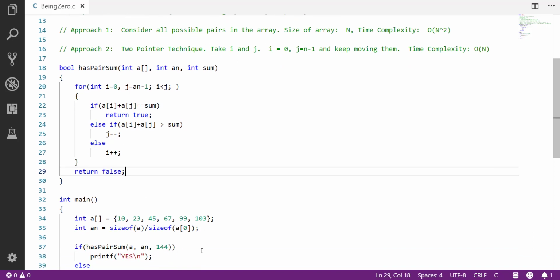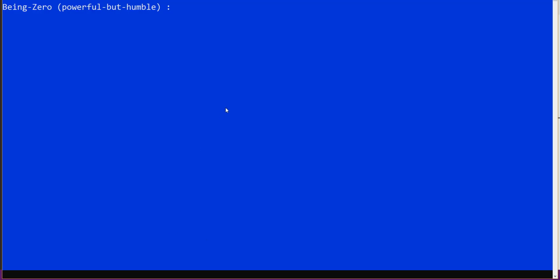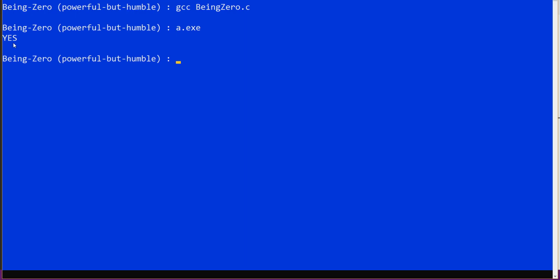Now let's try to run this code and see whether it gives us the right answer or not. So what I'll do is I'll say gcc being0.c. So this is compiling our code, and when we compile our code, it generates a file a.exe. So let's run a.exe, hit enter, and now we see the answer being printed as yes.